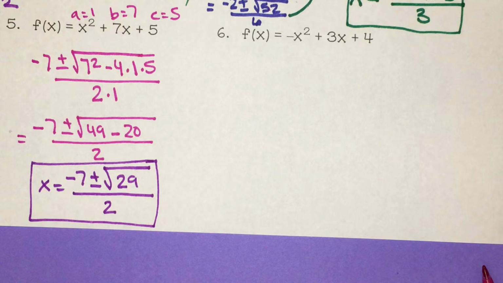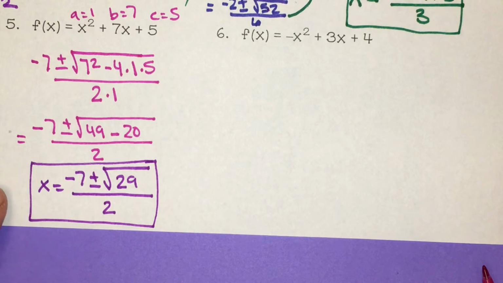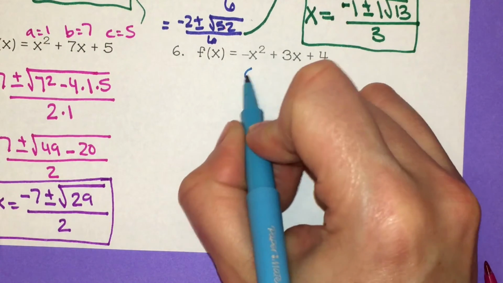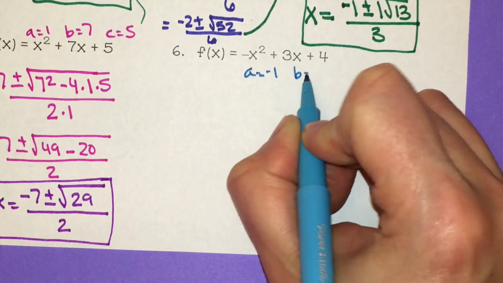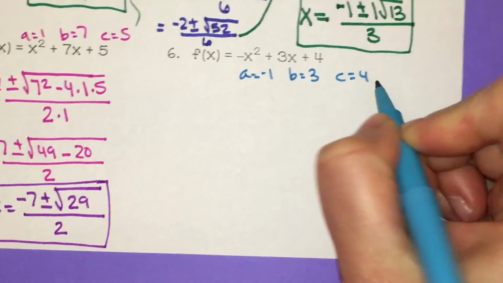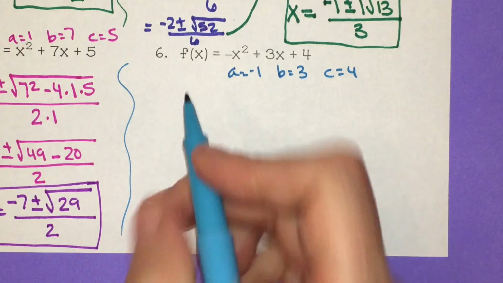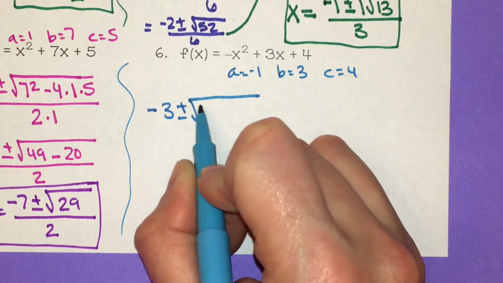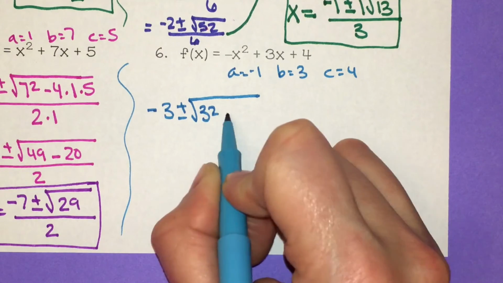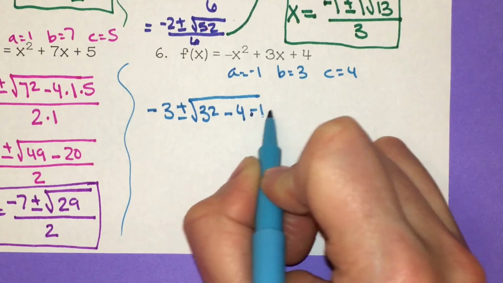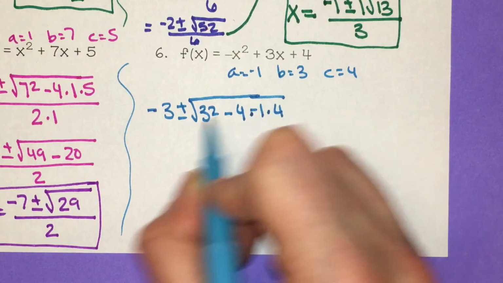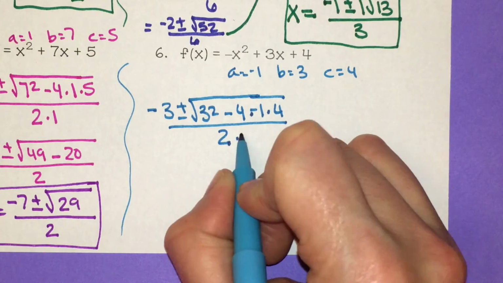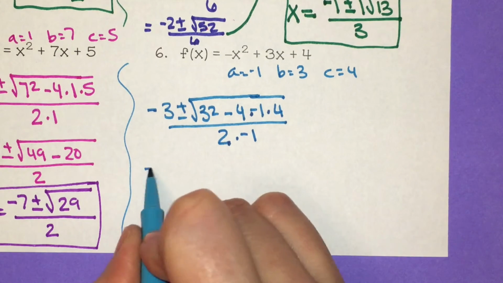All right, last one. All right, a is -1, b is 3, c is 4. So we have -3 plus or minus the square root of 3 squared minus 4 times -1 times 4, all over 2 times -1. So bring this down.